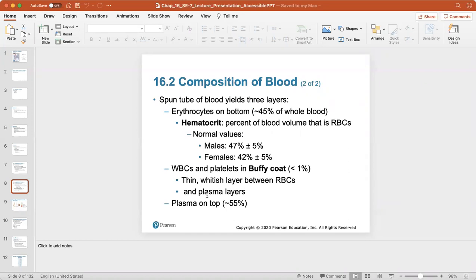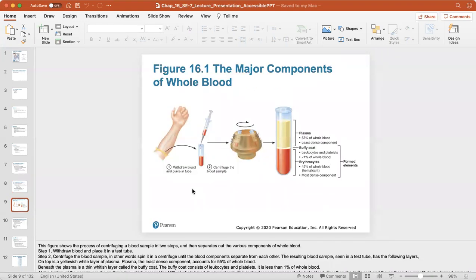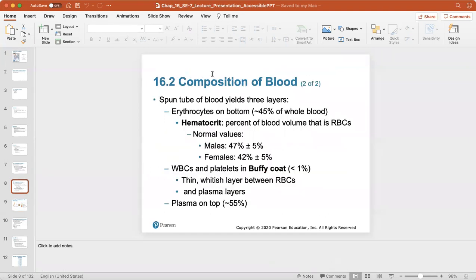If we spin blood down, we'll get three layers. Erythrocytes will be on the bottom. So let's say we take a blood sample from you to check your white blood cell concentration. We centrifuge it down, which is an extremely fast spinning, and then the blood will divide itself into these three layers. The erythrocytes will be on the bottom. The buffy coat includes the leukocytes and your platelets. The leukocytes are your white blood cells, and then the plasma will float to the top. And this is kind of the separation of those.